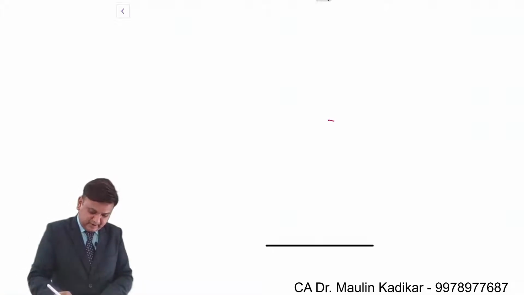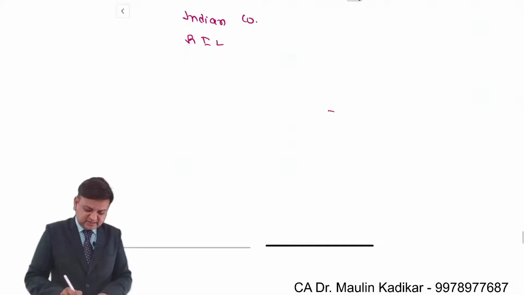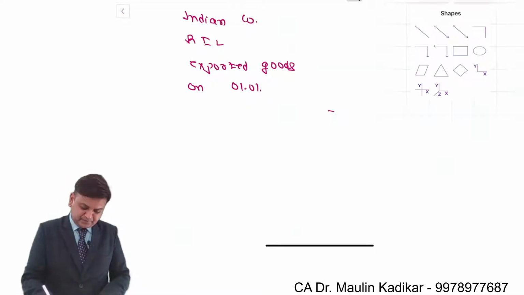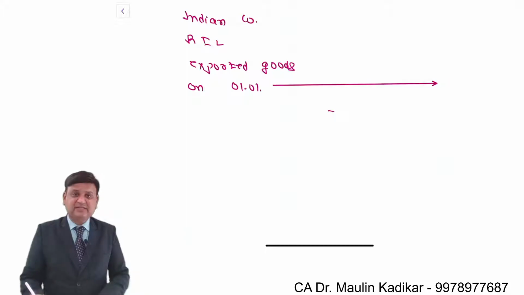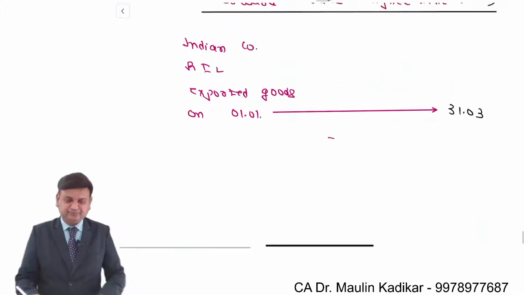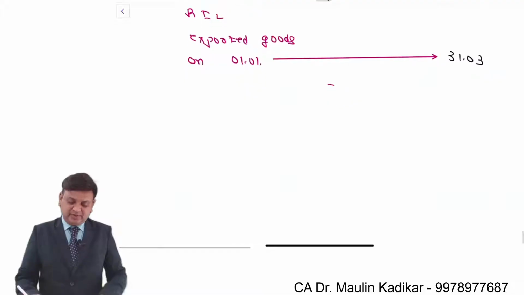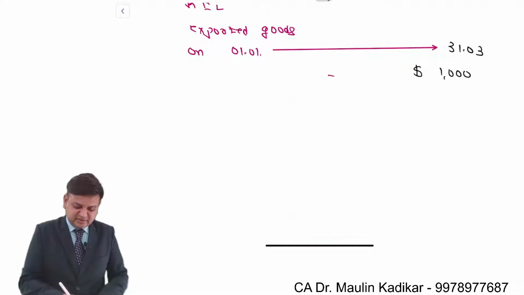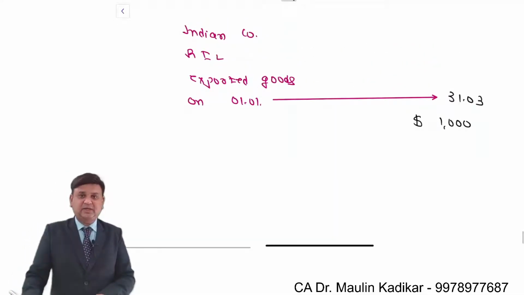Suppose there is an Indian company called Reliance Industries Limited. Let us say that this company has exported goods on 1st of January, and on export of the goods, this company is going to receive consideration after 3 months on 31st of March. The consideration is going to be received, let us say, in dollar currency. The Reliance company is going to receive an amount of $1,000 after 3 months.